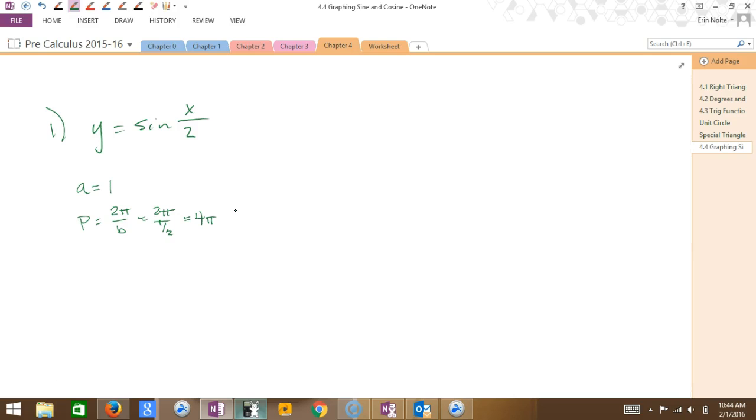The next thing I want to list is any phase shift or vertical shifts. So do I have any left or right movements? No. So there's no phase shift. Is there a vertical shift? Is there any adding or subtracting on the outside of parentheses? No vertical shift. So this is a pretty straightforward function.